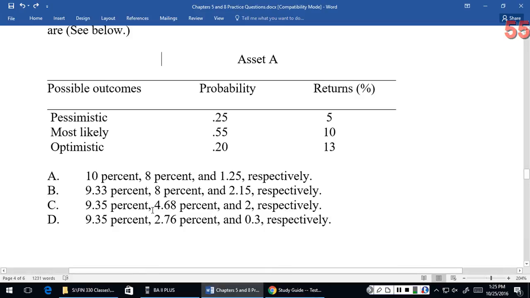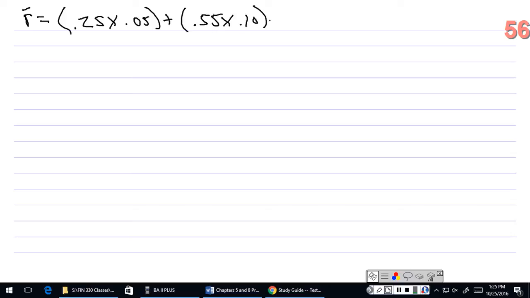So let's knock this out. I'll take advantage of the lines here. Okay, so the expected return, and we're going to call this R bar, is just going to be equal to the probability times the return. So if we follow the information here, that's 0.25 times 0.05 plus 0.55 times a return of 10% plus 0.20 times a return of 0.13.